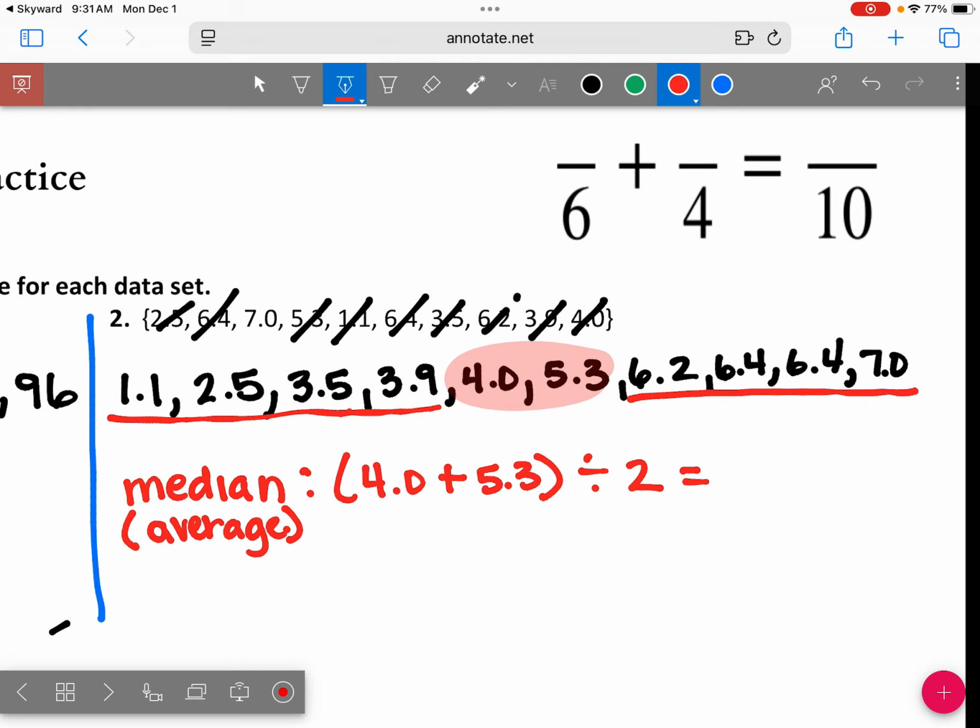And what did you all get? Mackenzie, what did you get? Anybody? 4.65. Who got 4.65? All right, so that would be your median. So that's what you do when there's more than 1 median. You didn't hear me? No, I was working on it.